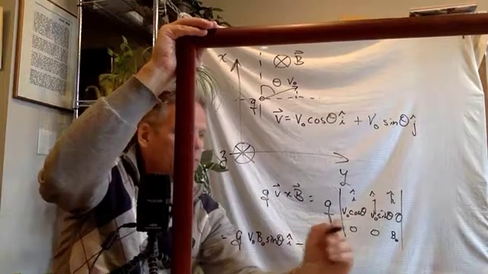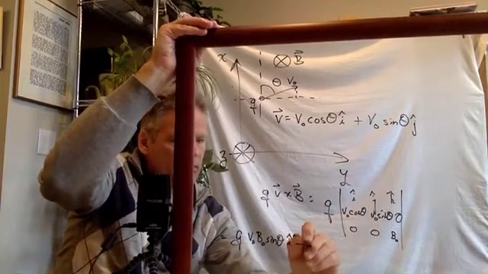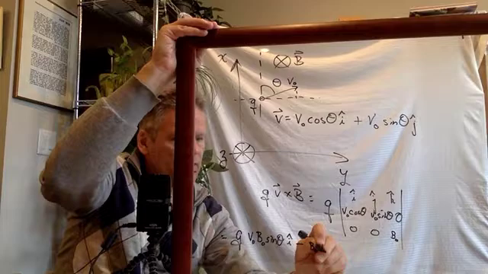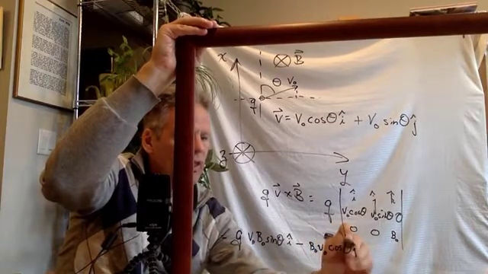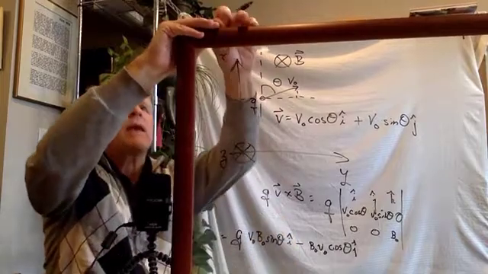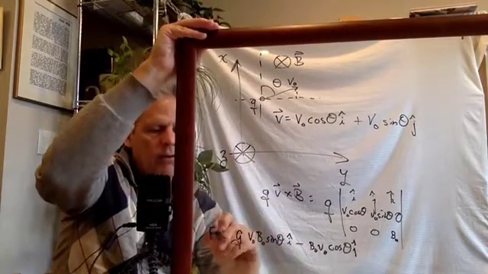Then we have a minus v0 b0 cosine theta in the j hat. Okay, so that's great. This is now our Lorentz force.